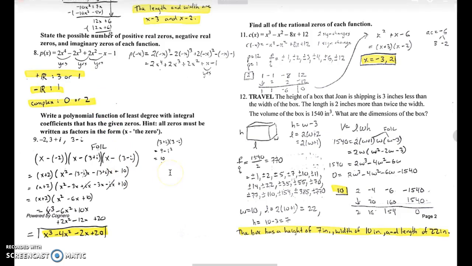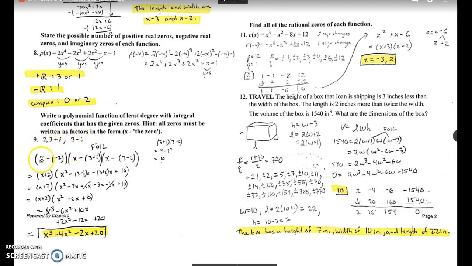Question 9. Write a polynomial function of least degree with integral coefficients that has the given zeros. Hint, this is something I wrote in that I'm not going to write in on the actual quiz. Hint, all zeros must be written as factors in the form of x minus the 0. So if you're given -2 and 3 plus i, you need to realize that 3 minus i is also going to be a factor. These are conjugates of each other.